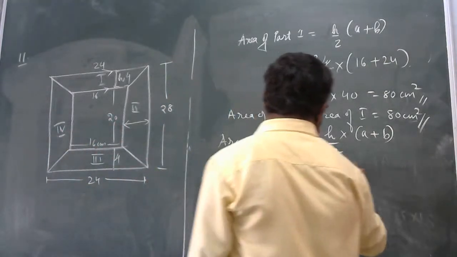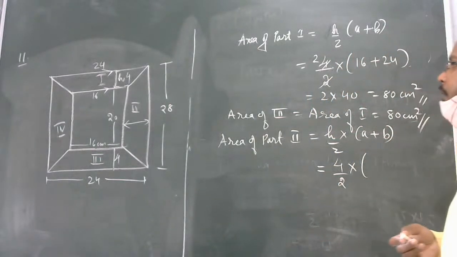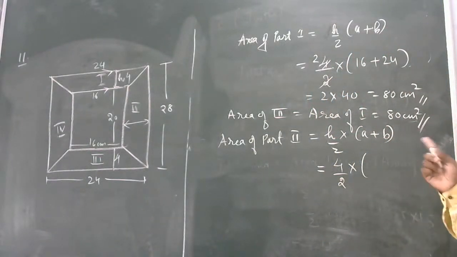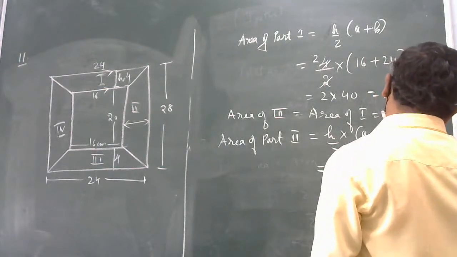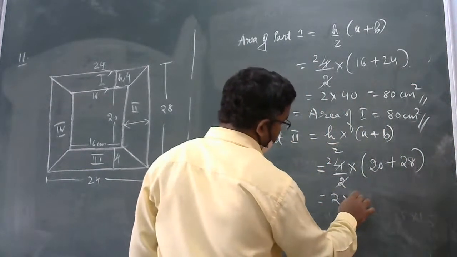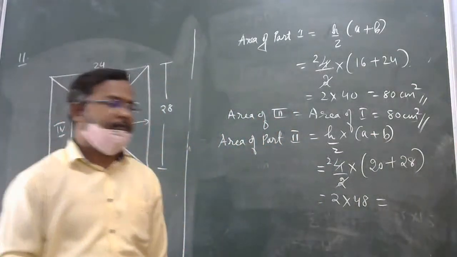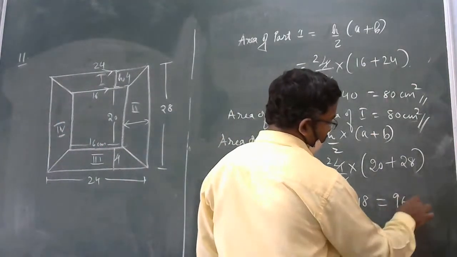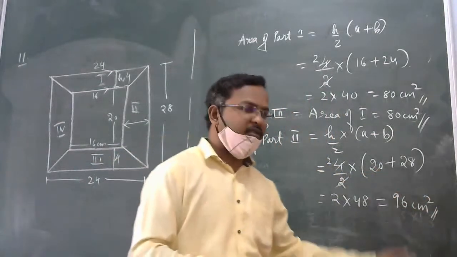So it will be 4 by 2 into (a plus b). What are the values of a and b? 28 and 20. They are the parallel sides. It will be 20 plus 28. So how much you will get? 2 into 48, that is 96. Sorry, you have to add them.